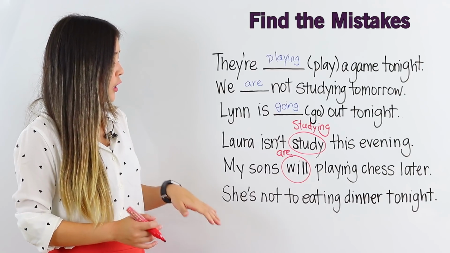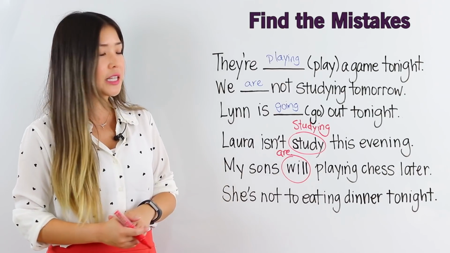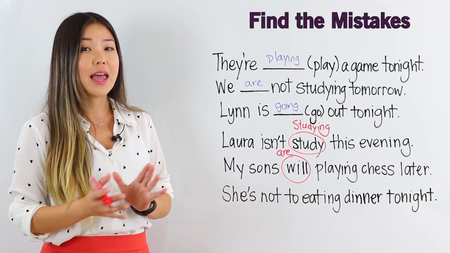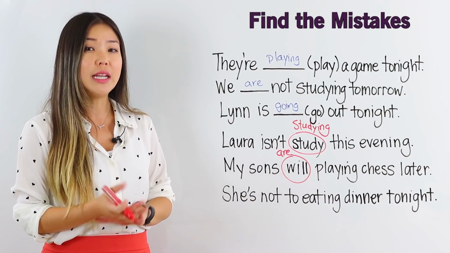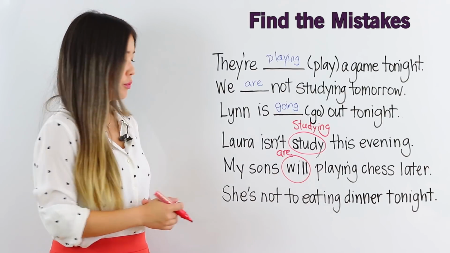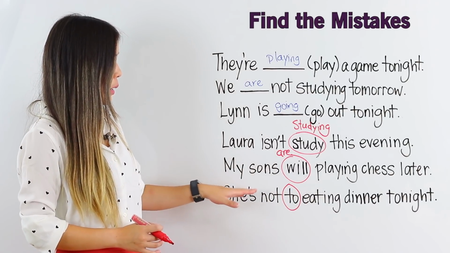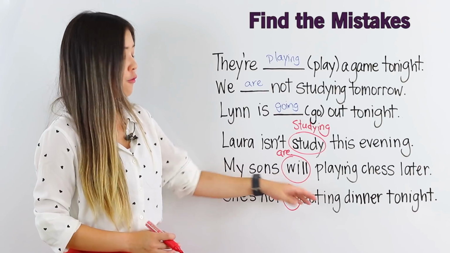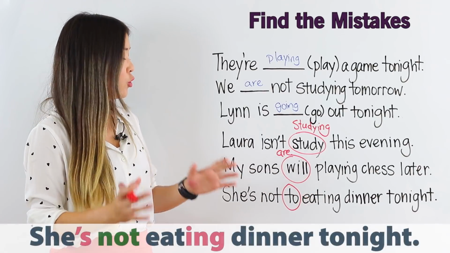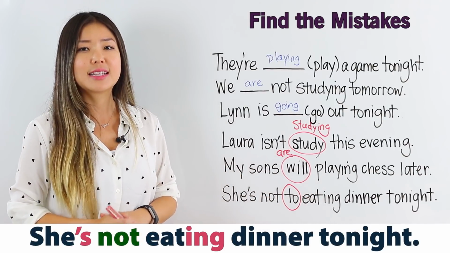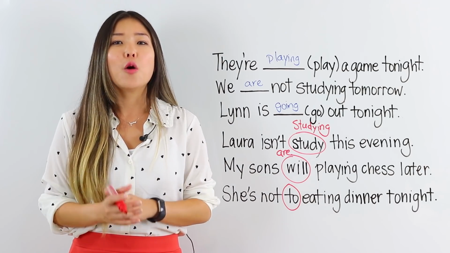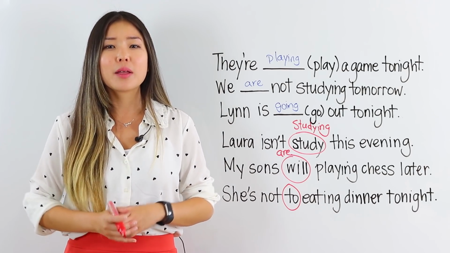And finally, she's not to eating dinner tonight. There's an extra word in here that we don't need. What is it? It's to. Remember, subject, be verb, not, verb, ing. We do not need to in this sentence. All right, well, that's the end of this checkup. Let's move on.